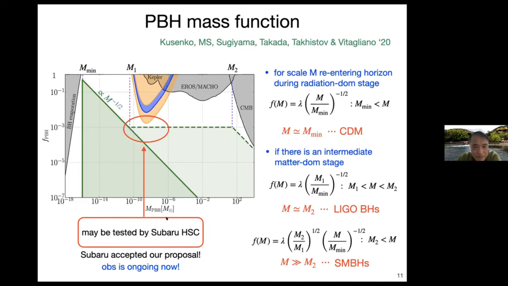And another very interesting observational point is that if this is indeed the case, there's a very good chance that the very recent Subaru Hyper Suprime-Cam telescope can test this model within a few years. This observation proposal is already accepted, and it is ongoing. And we hope that we'll have the result. We do need lots of analysis, by the way, since this is gravitational microlensing. The analysis may take a year or so, but in any case, within a couple of years, we will have some interesting result and may find some evidence of a primordial black hole.